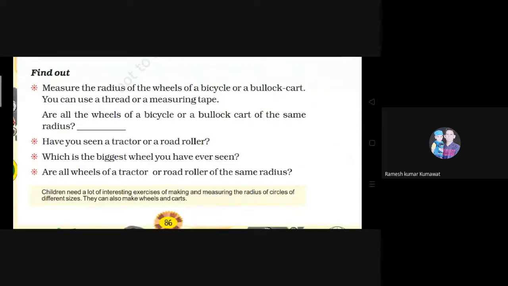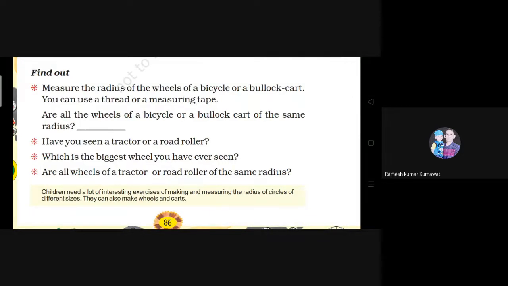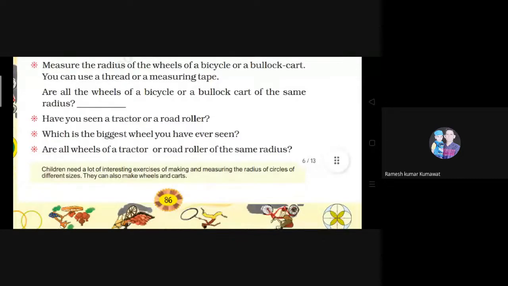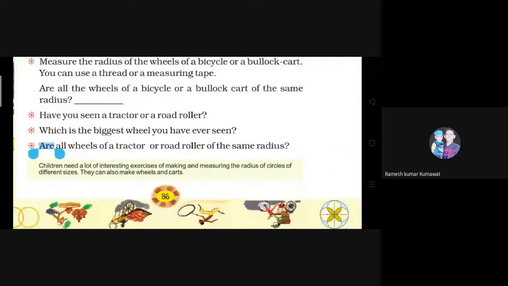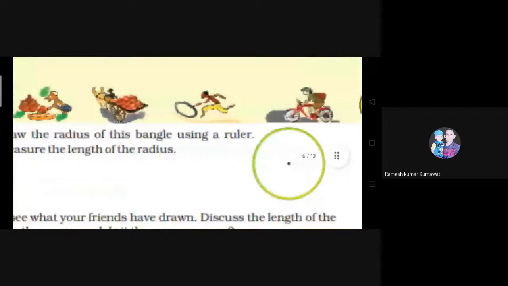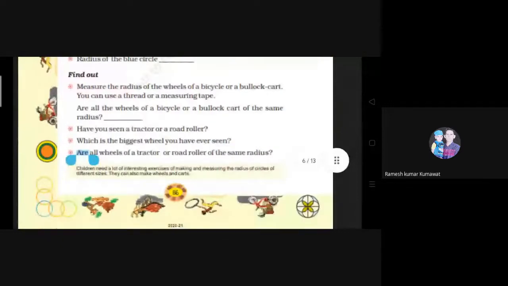Measure the radius of the wheels of a bicycle or bullock cart. You can use a thread or measuring tape. Are the wheels of a bicycle or bullock cart of the same radius? If you have to measure the radius of a bicycle or bullock cart, we can't take the ruler and measure it, na. So what will we need for that? A thread or a measuring tape. Okay. So what do you think, will all the wheels of a bicycle and bullock cart be of the same radius or not? Yes ma'am, same radius. Yes, they must be of the same radius.